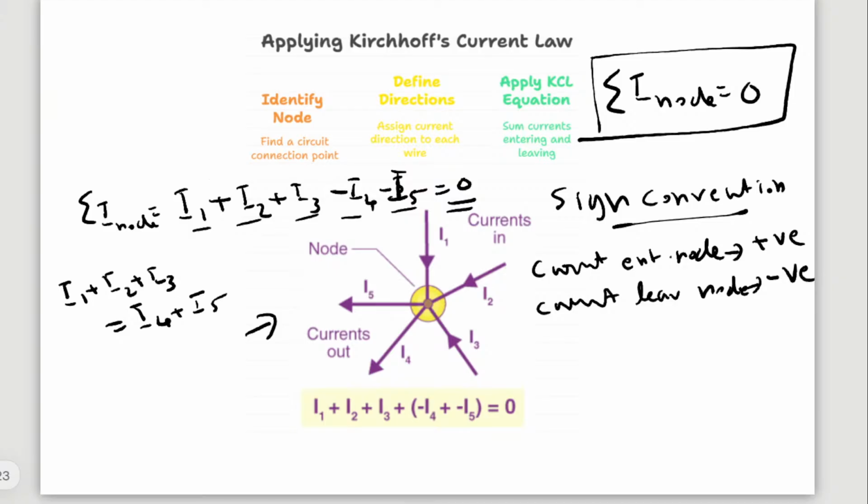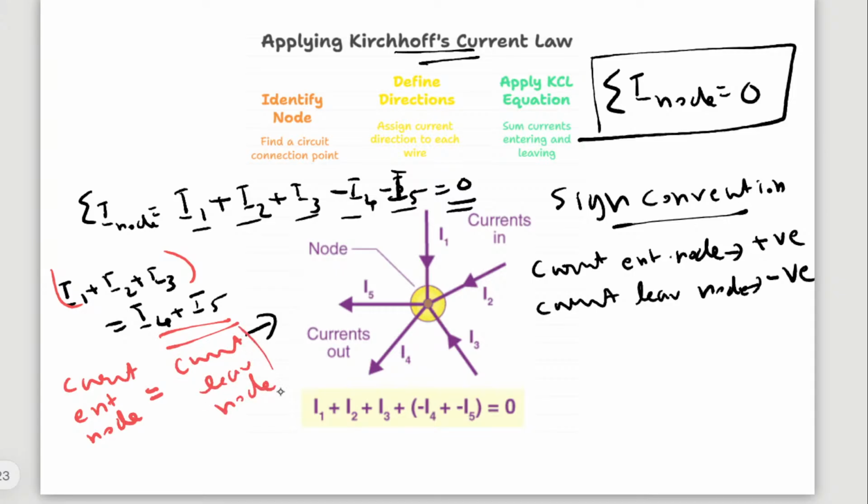So this Kirchhoff current law can be written in another way. What is this current I1 plus I2 plus I3? It is nothing but current entering the node, which is equal to the sum of I4 plus I5, current leaving the node. So this is another way to represent Kirchhoff current law. In order to understand the concepts in detail, we need to solve problems.